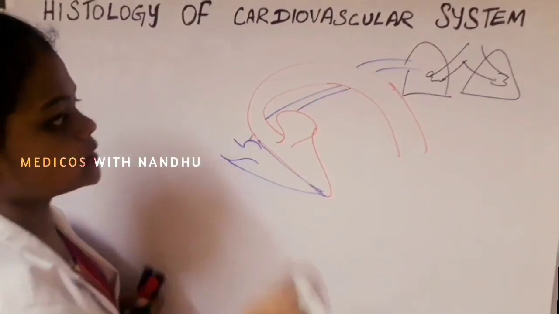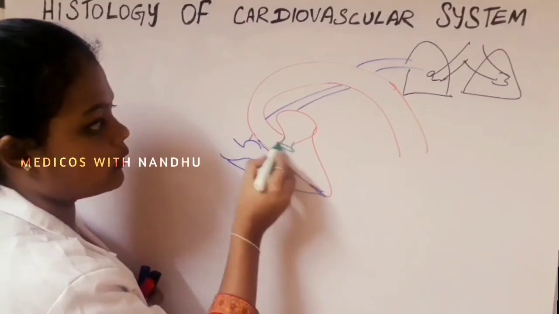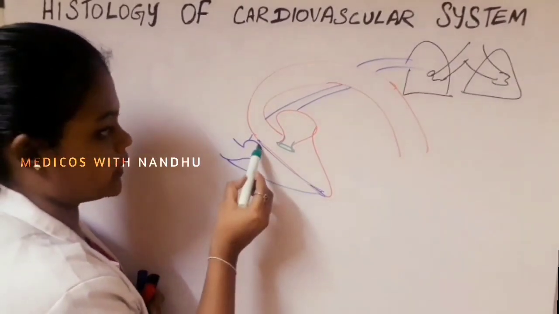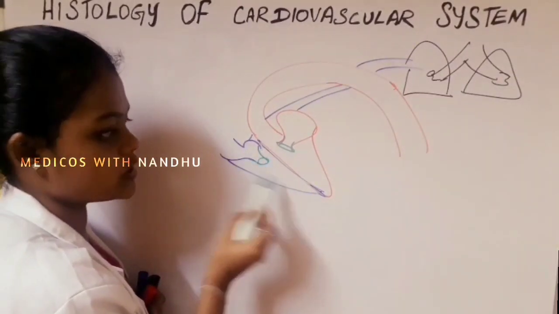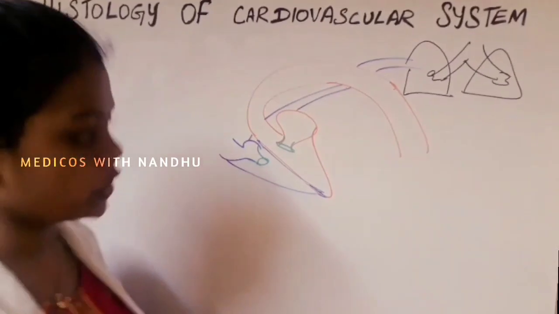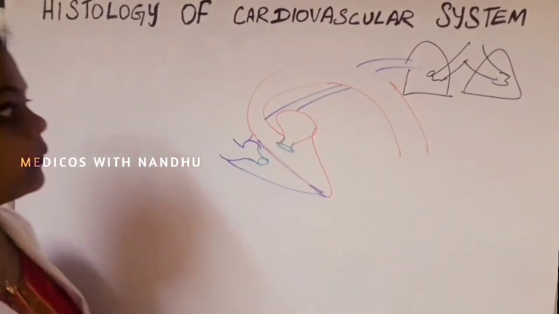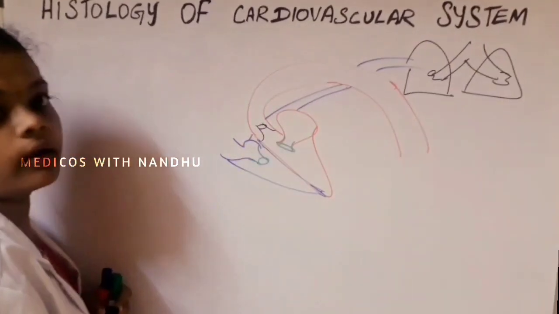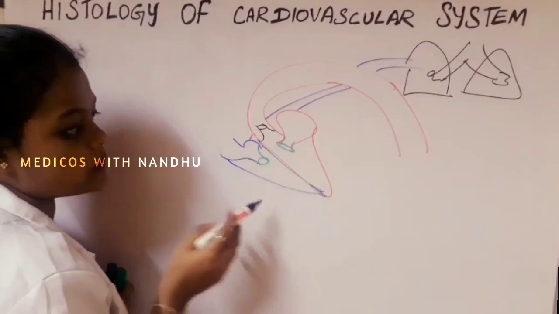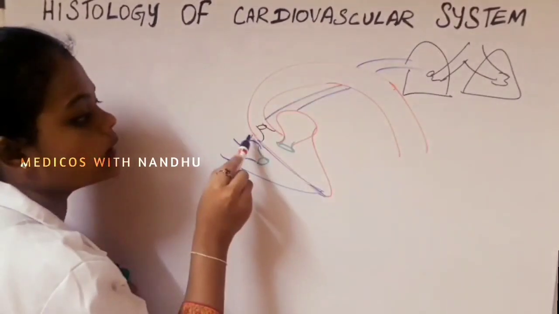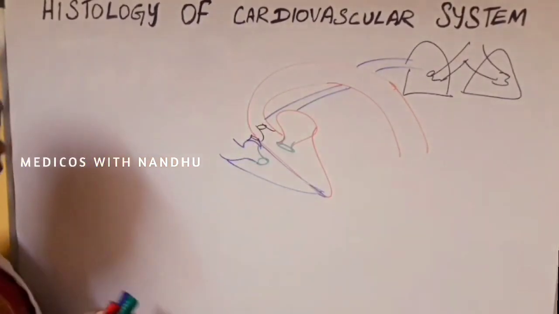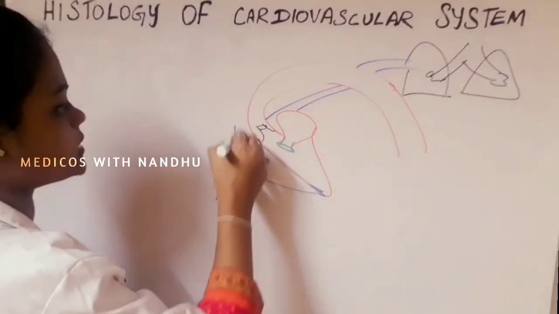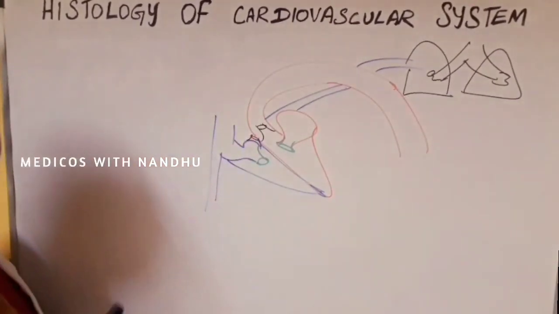and the valve present between the left atrium and the left ventricle is the mitral or bicuspid valve, and the valve present between the right atrium and right ventricle is the tricuspid valve. They are the input valves. And the valve present between the left ventricle and the aorta is the aortic valve, and the valve present between the right ventricle and the lung is the pulmonary valve. And the two venous systems present here are the superior vena cava and the inferior vena cava.